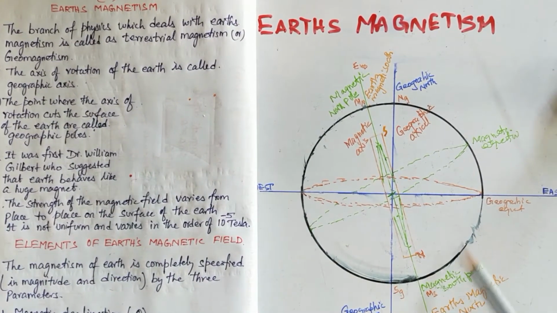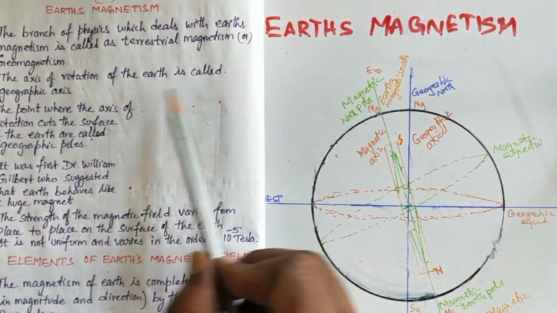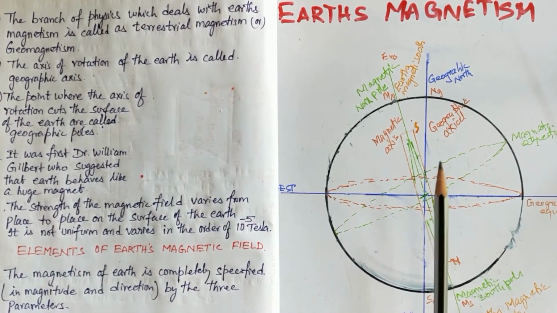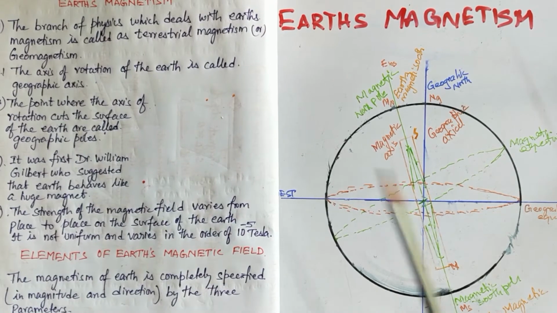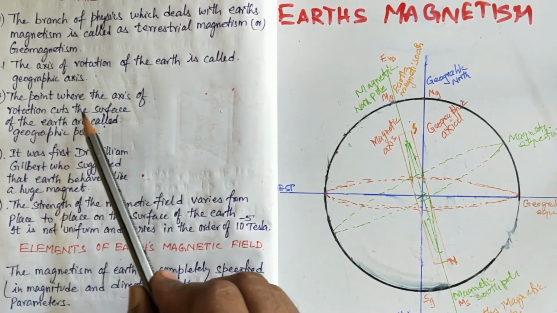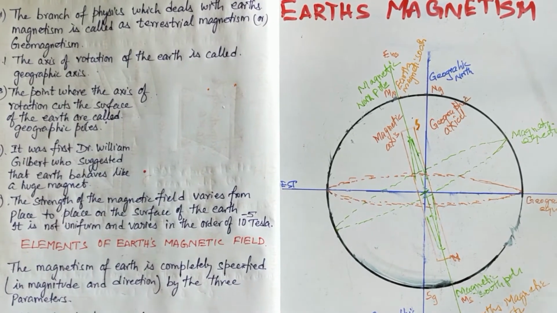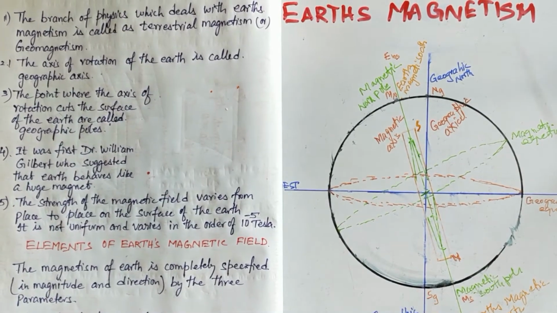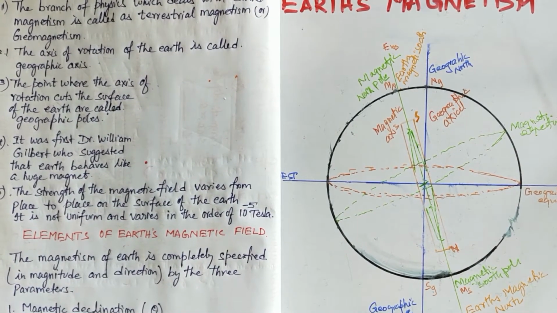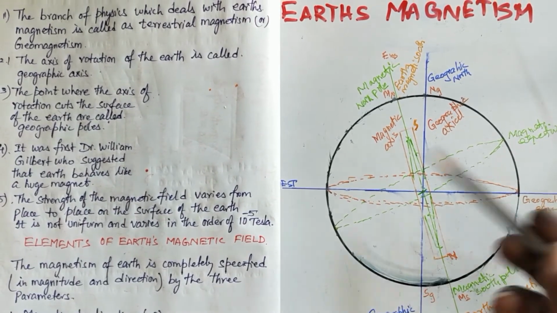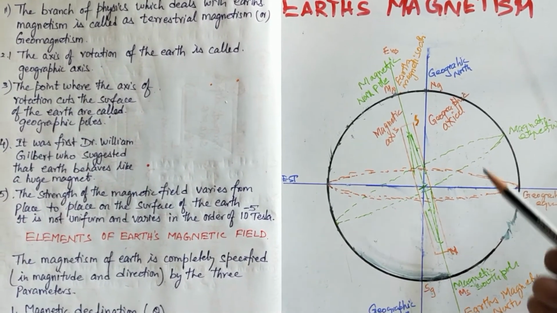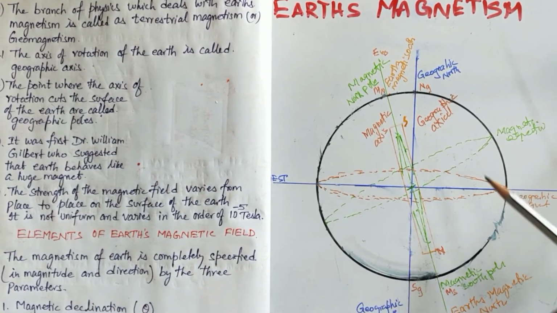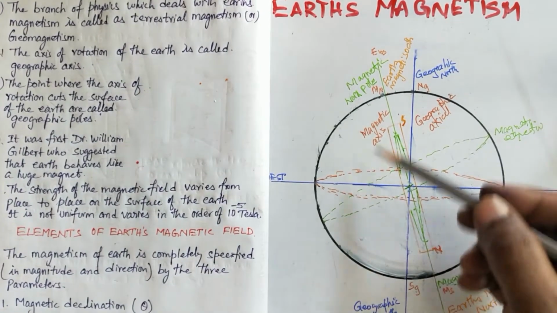Now this is what we have discussed here. The axis of rotation of earth is called what? The geographic axis. Earth rotates around its axis. On what axis does earth rotate? It rotates on its geographic axis. The points where the axis of rotation cuts the surface of the earth are called geographical poles. So this is the north pole, and this is the south pole. It was first Dr. William Gilbert who suggested that earth behaves like a huge magnet, and he also told that the strength of the magnetic field varies from place to place on the surface of the earth, and it is not uniform. It varies in the order of 10 to the power of minus 5 Tesla.